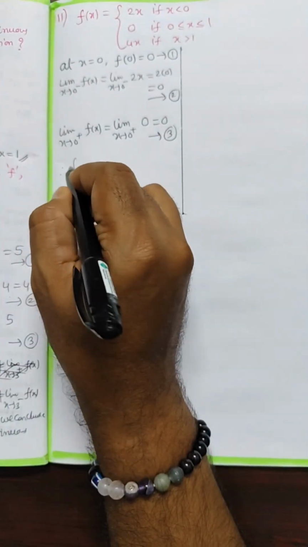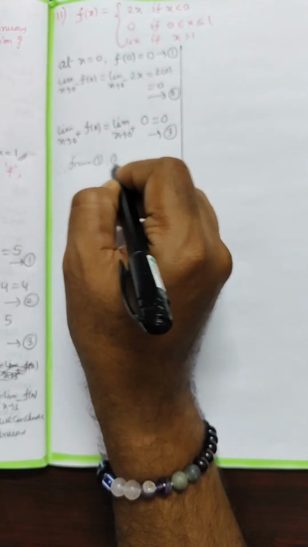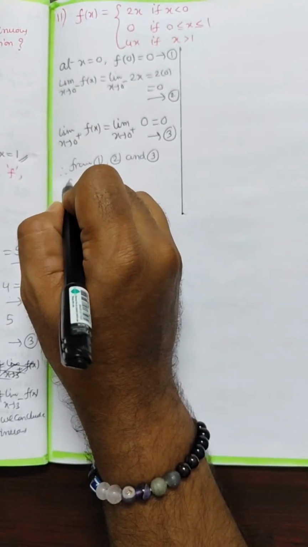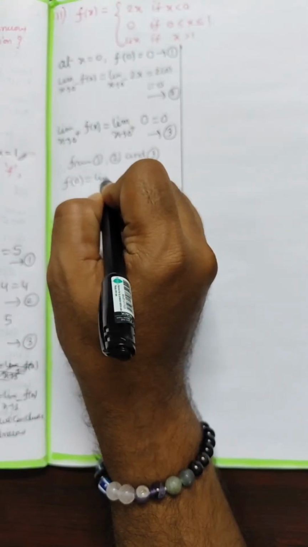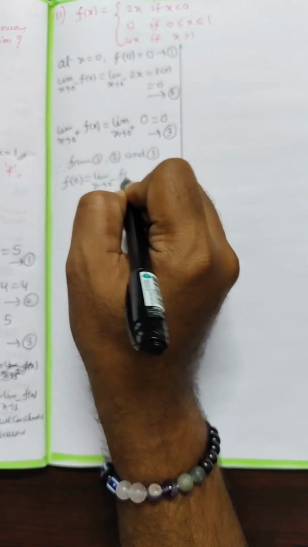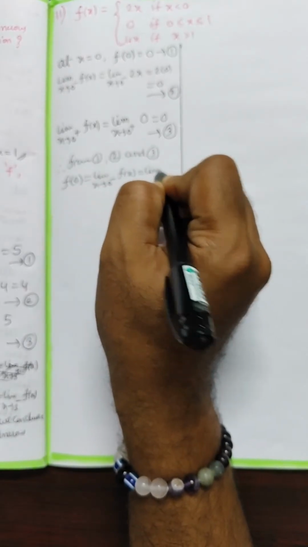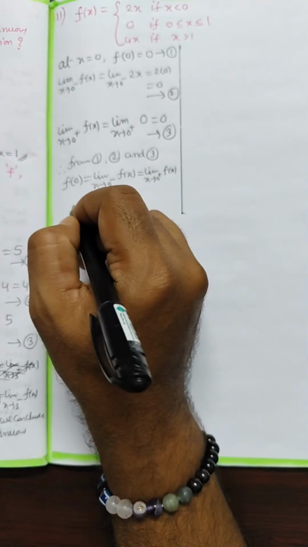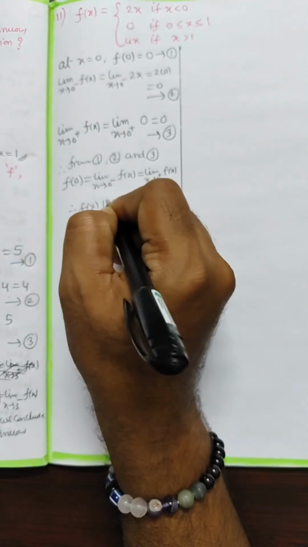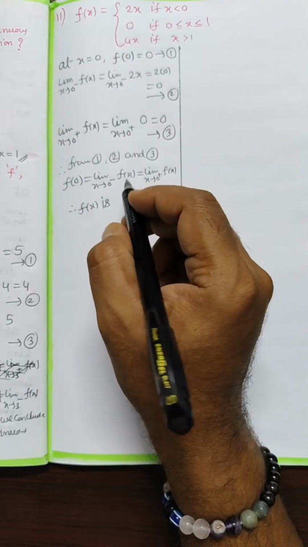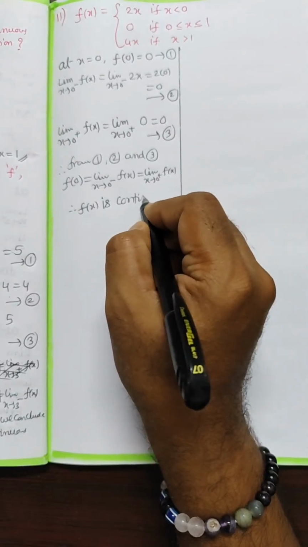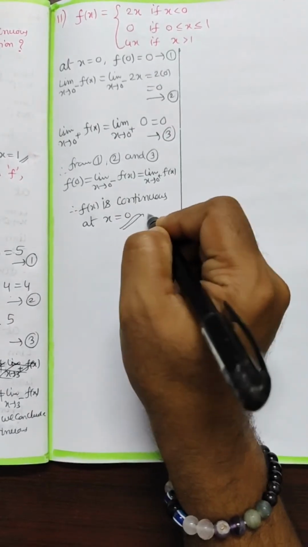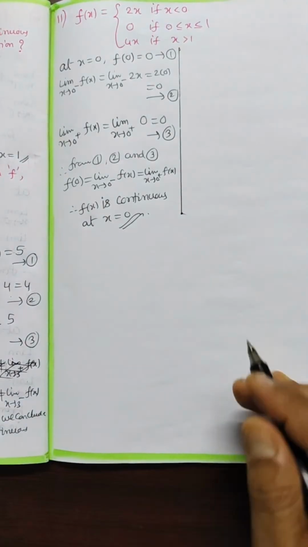So therefore from 1, 2 and 3, f of 0 is equal to limit x tends to 0 minus f of x, which is also equal to limit x tends to 0 plus f of x. Therefore f of x is continuous at x is equal to 0. I hope you understand it, students.